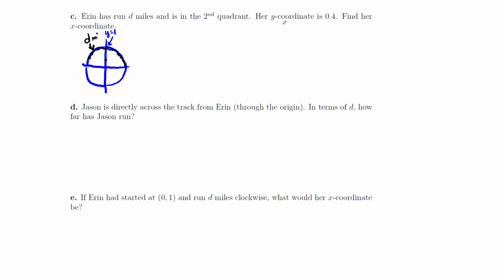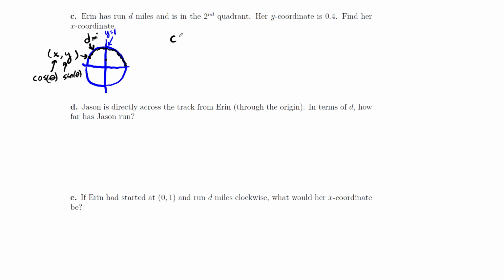that distance has to be d miles. Okay. Now her y coordinate is 0.4. Find her x coordinate. Well, here's the nice thing. Remember that on the unit circle, if you have an x and a y, we now have language to talk about these. On the unit circle, x is going to be the cosine of your angle. In this case, we're using d, so this is the cosine of d, or the cosine of theta. Y is the sine of theta. That's what the cosine and sine do, they give you your x and y values on the unit circle.